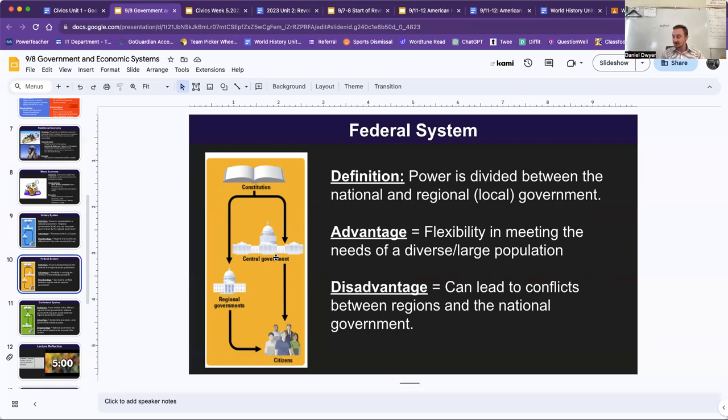Central government has the biggest power, but in our Constitution, everything not spelled out to be federal is sent down to regional or state governments. So the advantage: flexibility in meeting the needs of a large and diverse population. That way, the federal government can step in and do some things, but then your state or your city government is doing other things for your life. But it can lead to conflicts between regions and the national government. We see that a lot here, a divided nation, right?